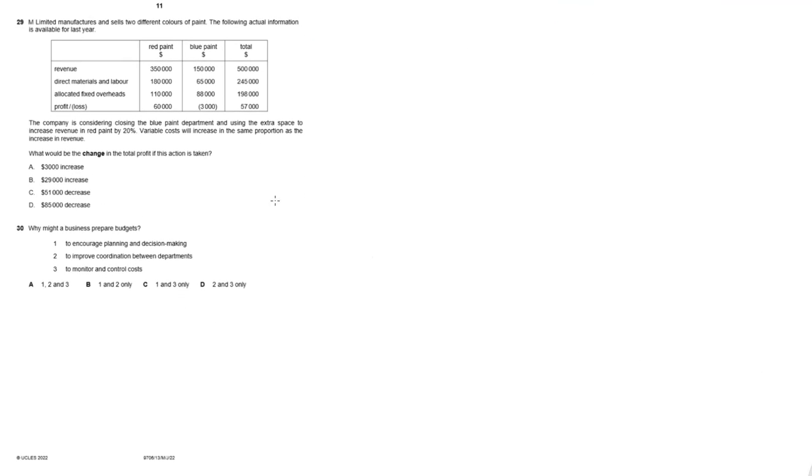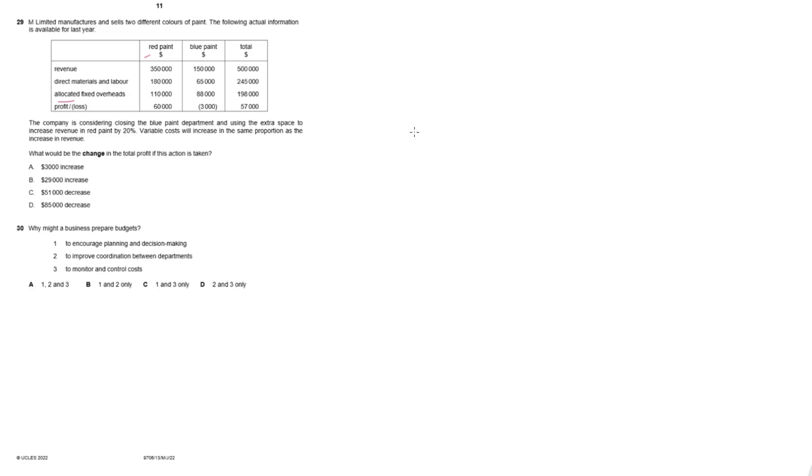29. M Limited manufactures and sells two different colors of paint. The following actual information is given: red paint, blue paint, total. Revenue, direct material, fixed overheads, allocated fixed overheads, profit or loss. Company is considering closing the blue paint department, using extra space to increase revenue in red paint by 20%. Variable cost will increase in the same proportion. What would be the change in total profit if this action is taken?